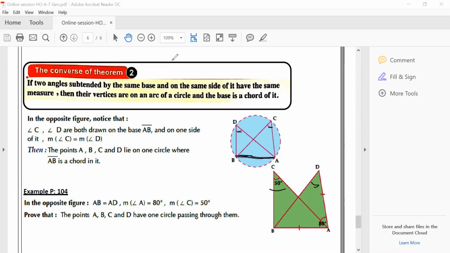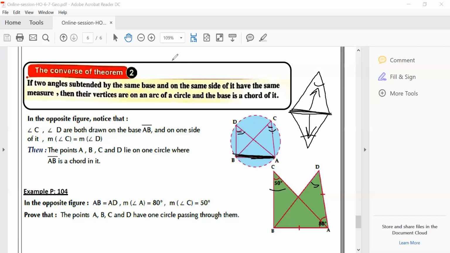I don't have a circle. Imagine that there is a circle. I have two angles having the same base. On one side, I couldn't draw an angle like this and an angle like this. They all have the same base, but they are not on the same side. They are on opposite sides. This angle is opposite to this angle.